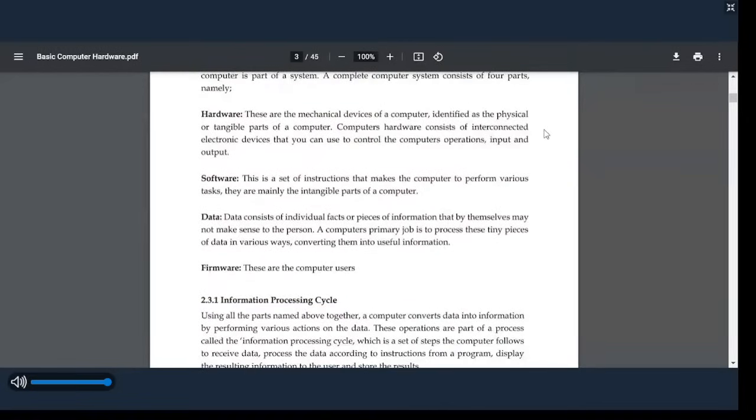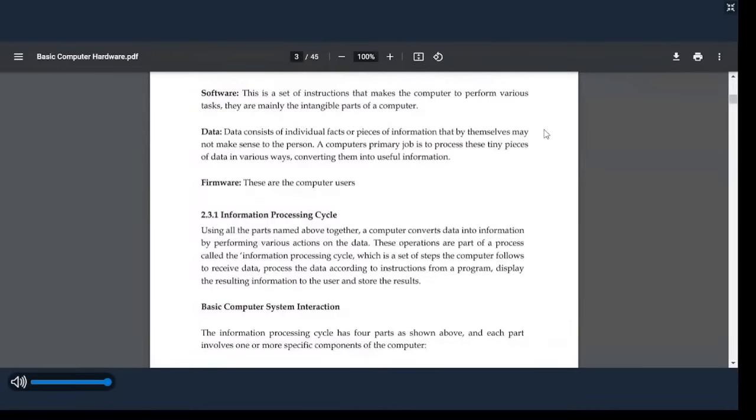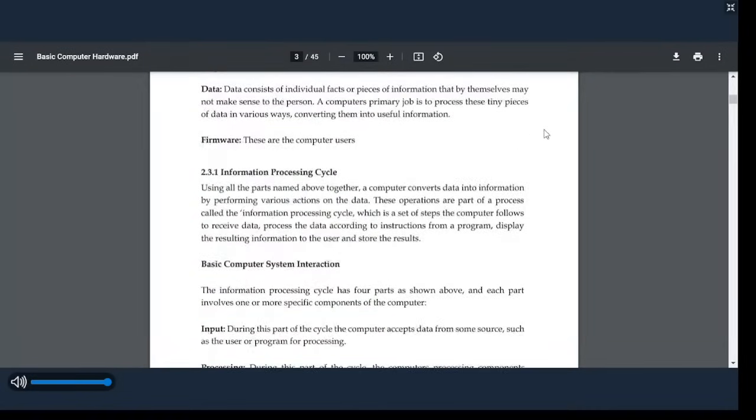So let us look at something called the information processing cycle. Using all the parts named above, a computer converts data into information by performing various actions on the data. The operations are part of a process called the information processing cycle, which is a set of steps the computer follows to receive data, process the data according to instructions from a program, display the resulting information to the user, and store the results. So, basic computer system interaction.